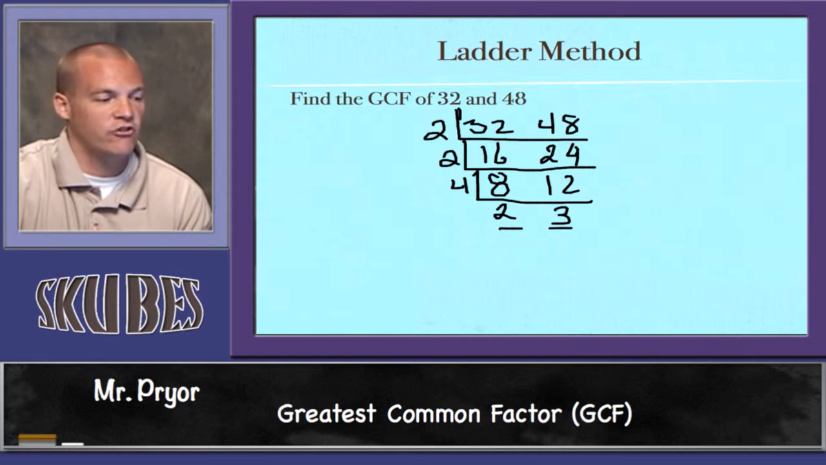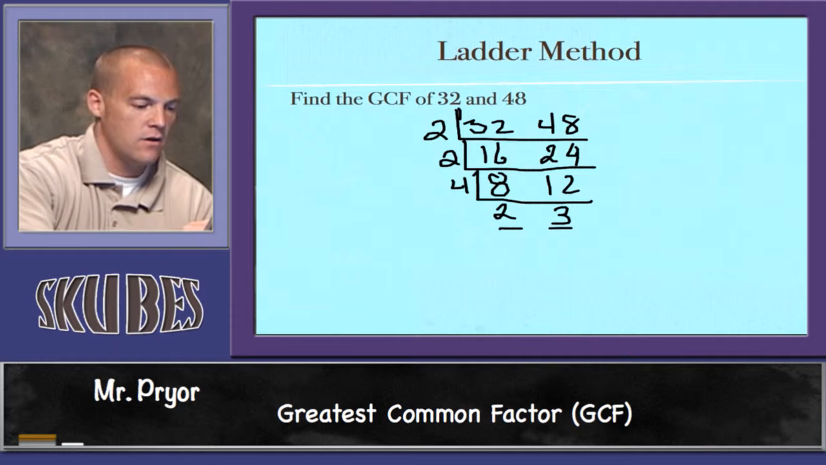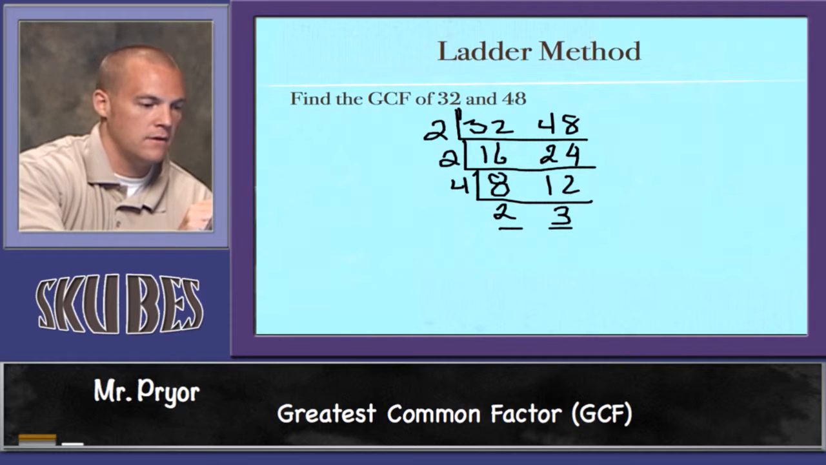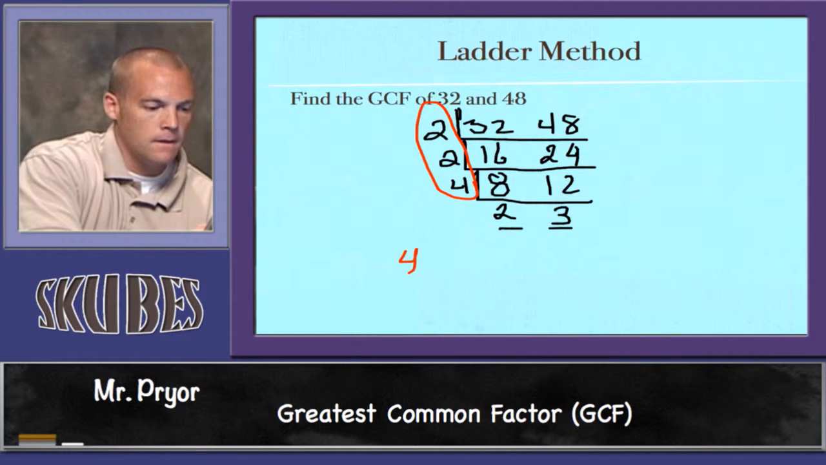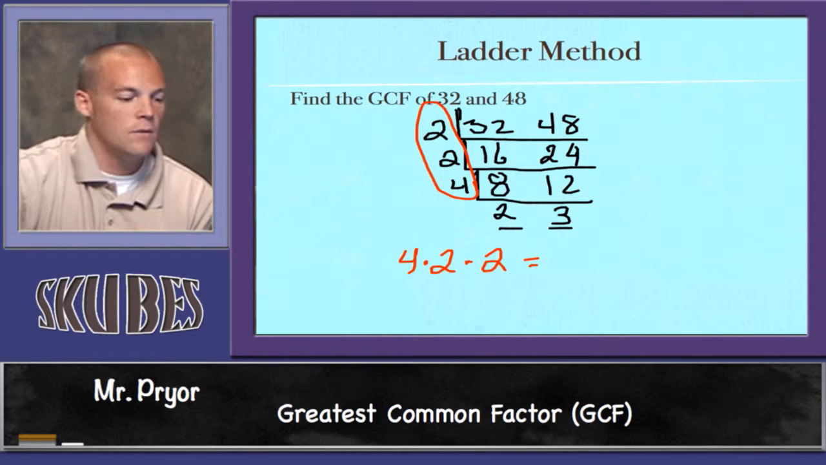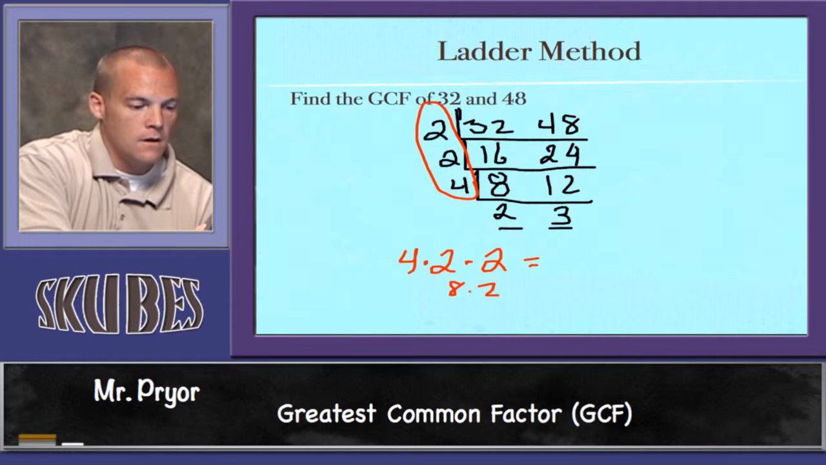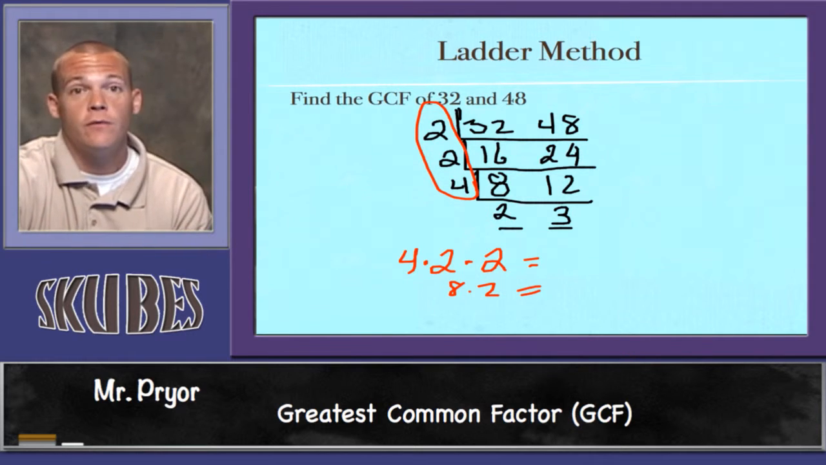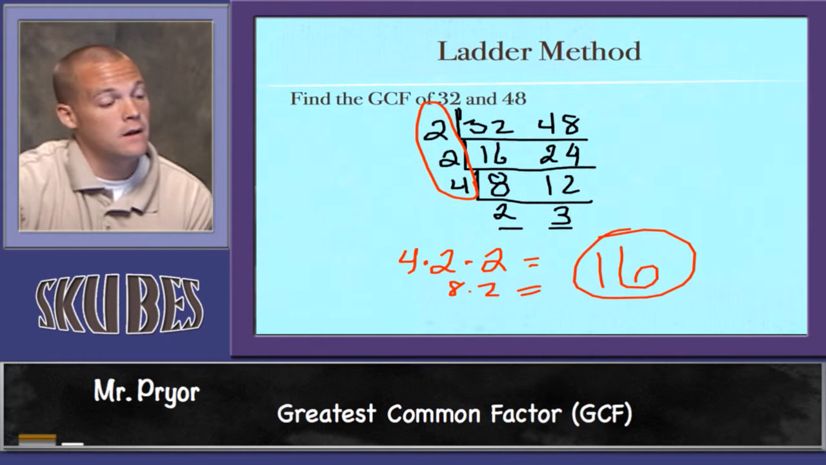However, how will we actually get the greatest common factor? Very easy. See these numbers outside over on the left side, and I'll highlight them here for you. Circle them. These numbers right here, when multiplied together, will give you your greatest common factor. So we're going to take 4 times 2 times 2, and when we do that multiplication, we get 8 times 2. So our greatest common factor of 32 and 48 would end up being 16. All right.